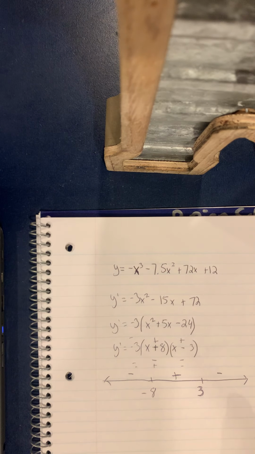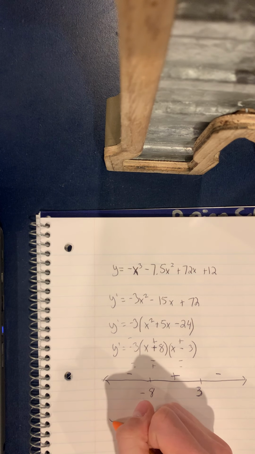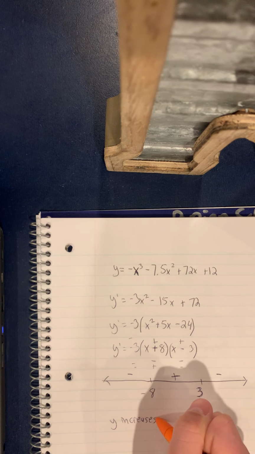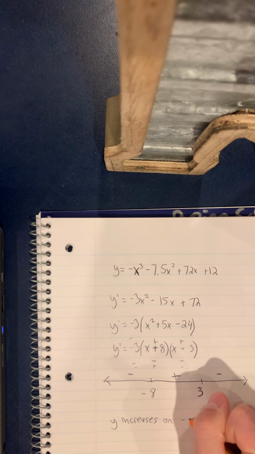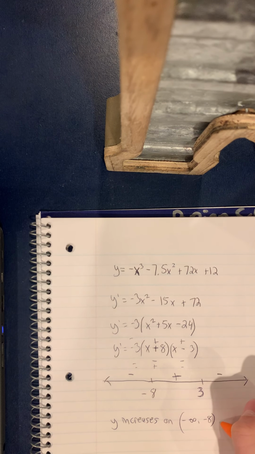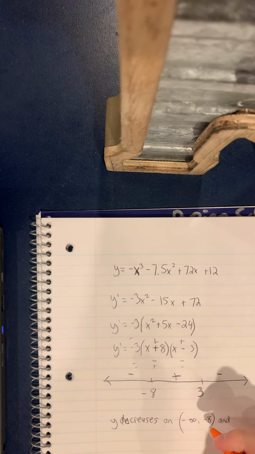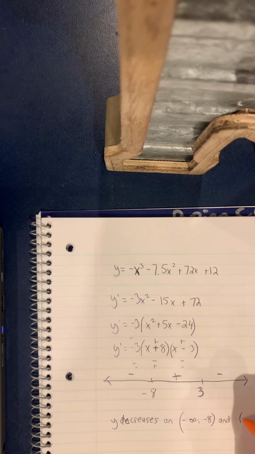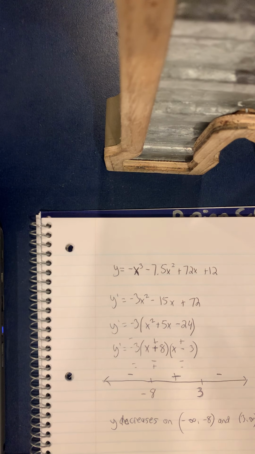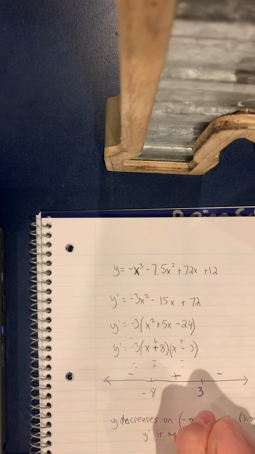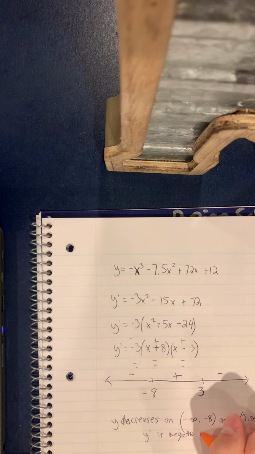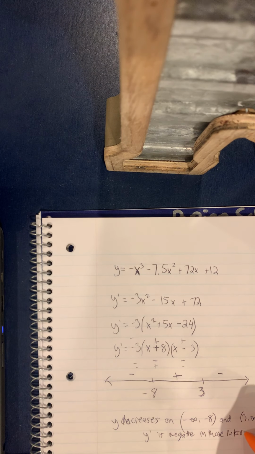So now we know that y decreases on negative infinity to negative 8 and 3 to infinity, because y prime is negative in those intervals. Okay, I'm just gonna flip it around.